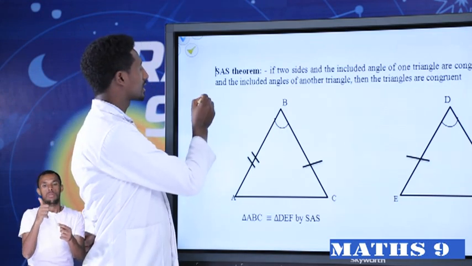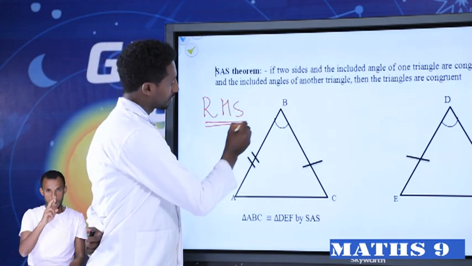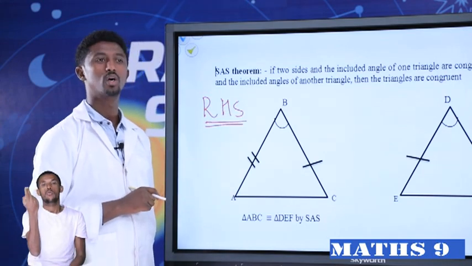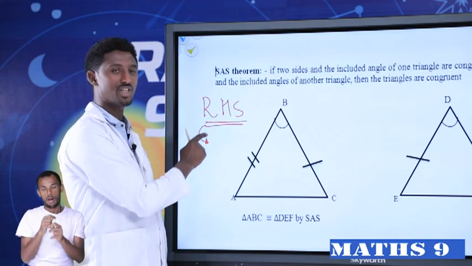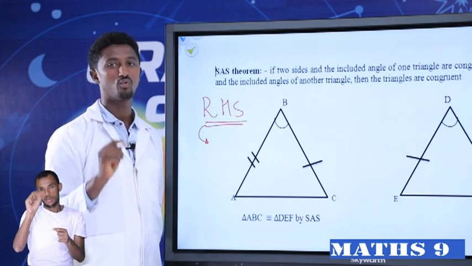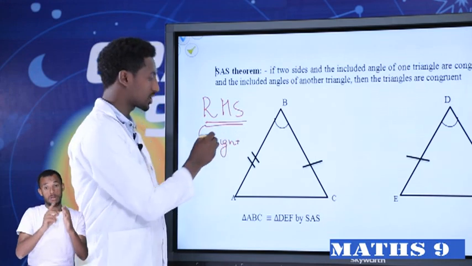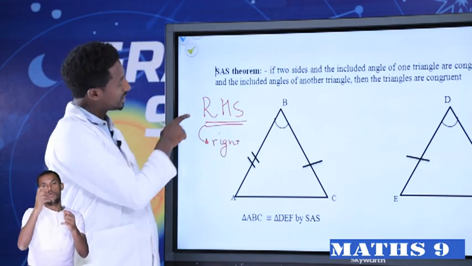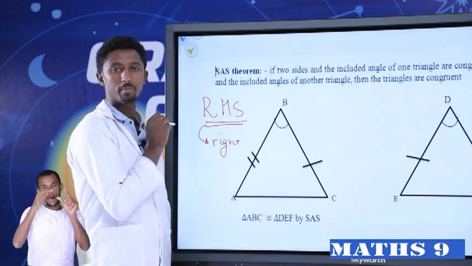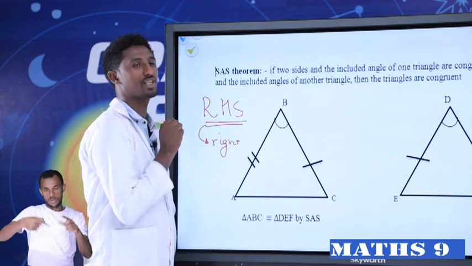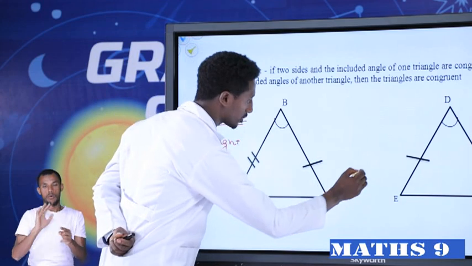And we have another one, the RHS theorem, which is used to prove whether two right angle triangles are congruent or not. This RHS is only used for right angle triangles, but the above ones work for all. RHS means, for right angle triangles, the hypotenuse must be congruent and one of the sides must be congruent. Here we can even explain this using the figure.